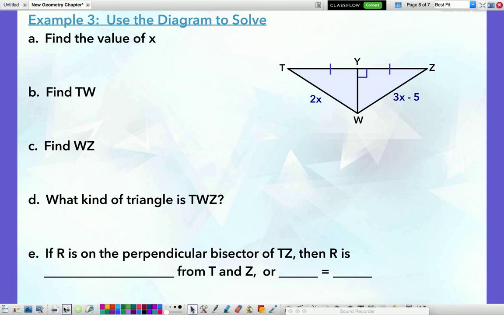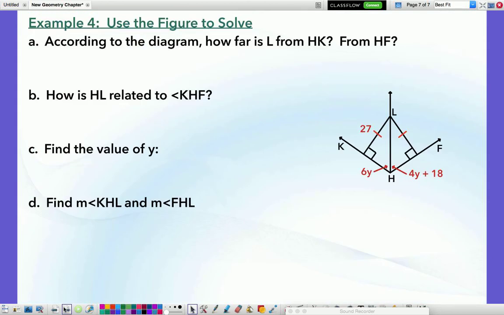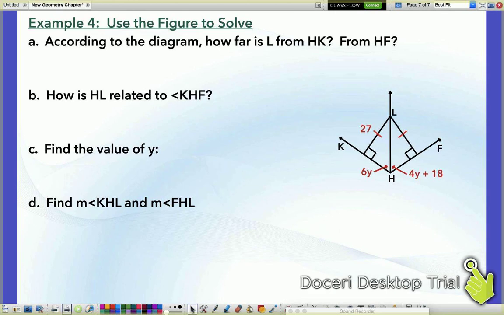Last page. Okay, so we're going to use this figure to solve. So what they're asking here is how far is L from HK? Okay, so how far from L to HK is it? And then how about from HF?